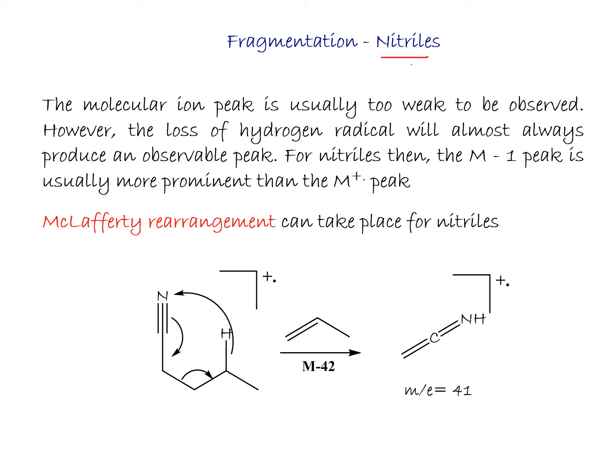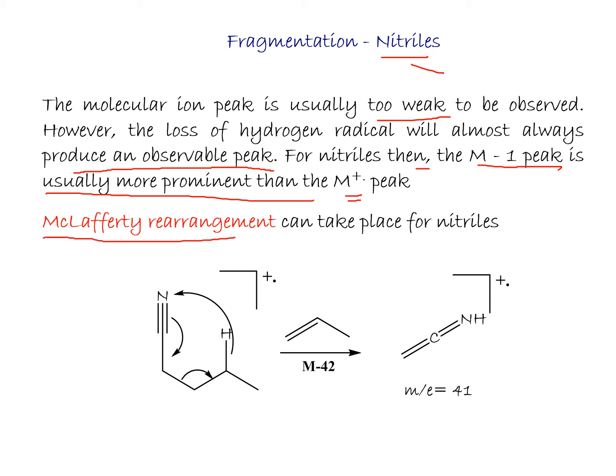Now we get to the nitrile. The molecular ion peak is usually too weak to be observed. However, the loss of a hydrogen radical will almost always produce an observable peak. For nitrile, the M-1 peak is usually more prominent than the M plus radical peak. McLafferty rearrangement can take place in nitrile.